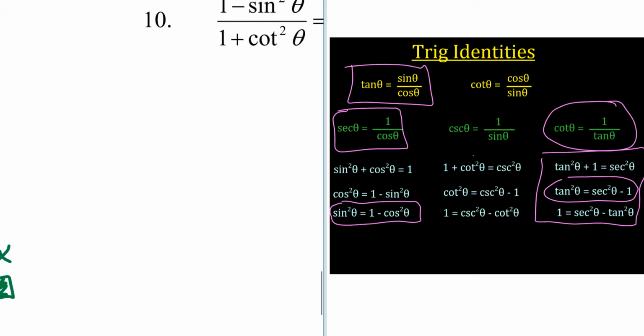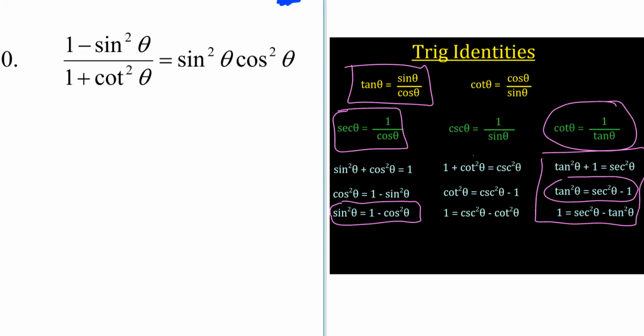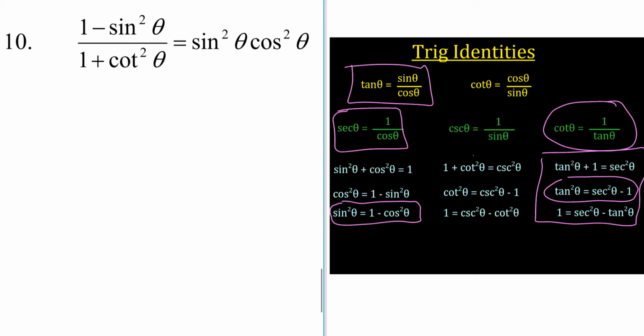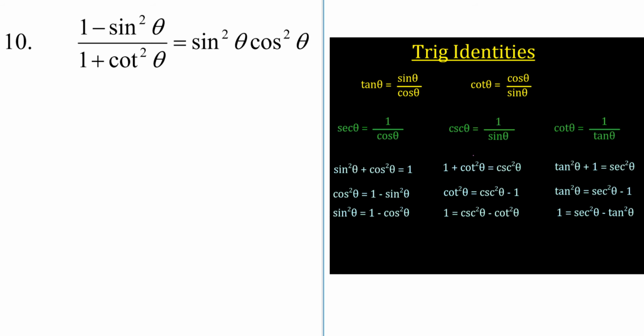All right, last one, number 10. Let's get through this one and then we're all done. All right. So this one, you could maybe make the argument of working with either side. They could both maybe be turned into the other. But I think working with the left on this one might be just slightly more simple. So we've got 1 minus sine squared theta over 1 plus cotangent squared theta. And I am seeing some Pythagorean identities here. Let me get rid of this stuff to start fresh.